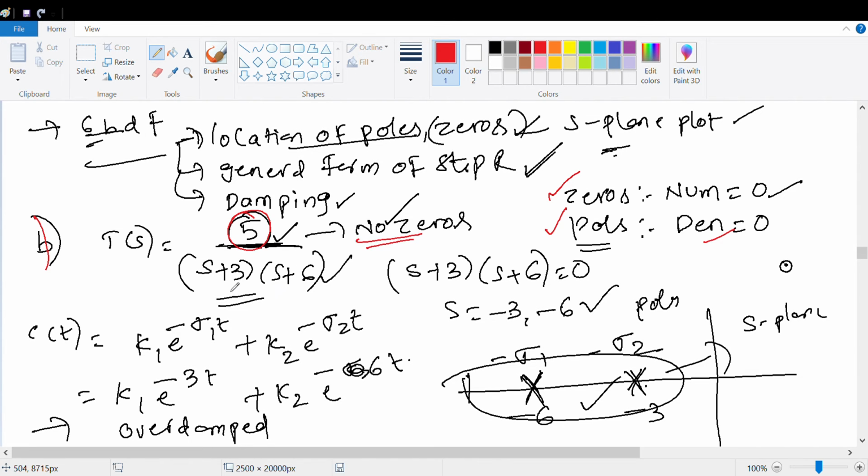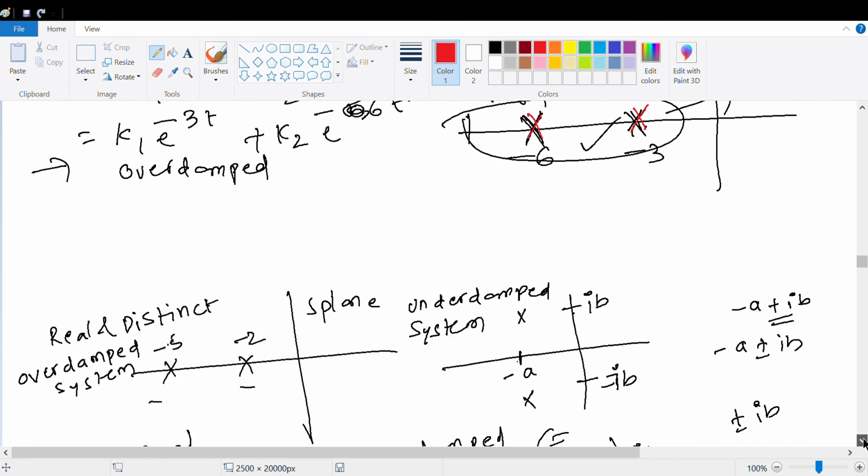In the denominator we have (s plus 3) into (s plus 6). We need to equate it to 0 for poles. So s equals minus 3, minus 6. We just need to plot these on the s plane. This is the s plane, with s equal to minus 3 and minus 6. Let's get back to this one.